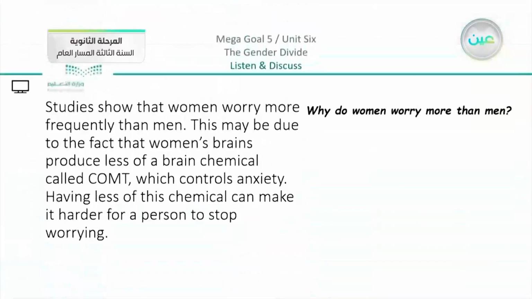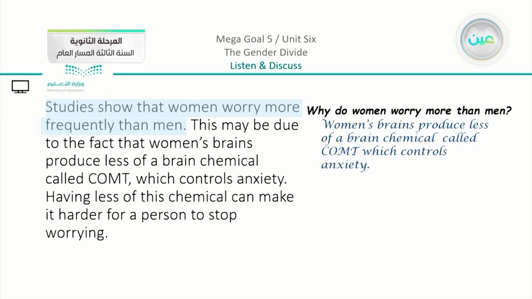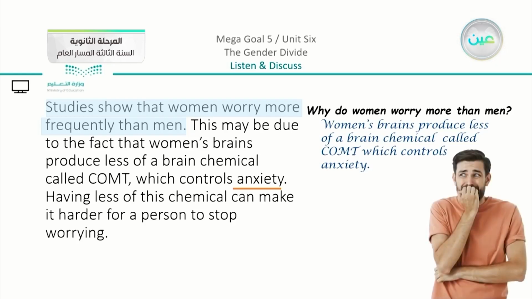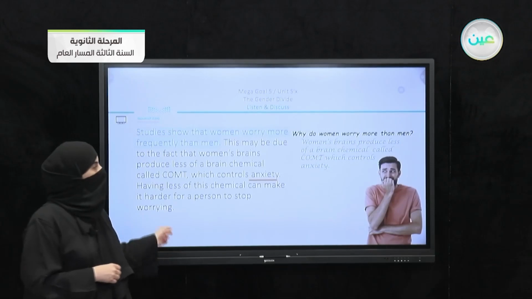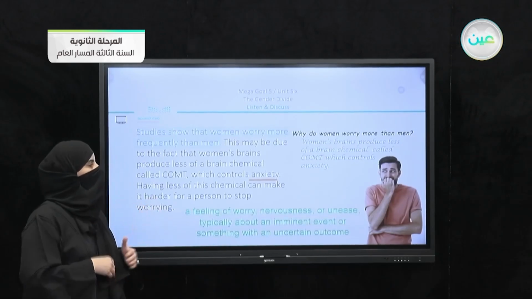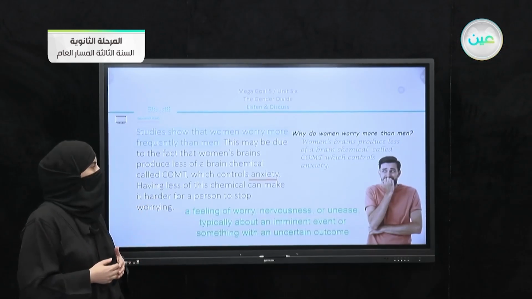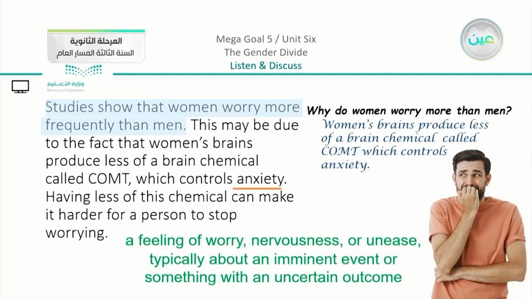Moving on, we have here the second part, why do women worry more than men? We can say that studies show that women worry more frequently than men. So how is that? We can say that women's brains produce less of a brain chemical called COMT, which controls anxiety. We do have one of our words, which is the word anxiety that we just mentioned. And you can see from this young man here that he for sure has anxiety, which means basically a feeling of worry, nervousness, or unease, typically about an imminent event or something with an uncertain outcome.